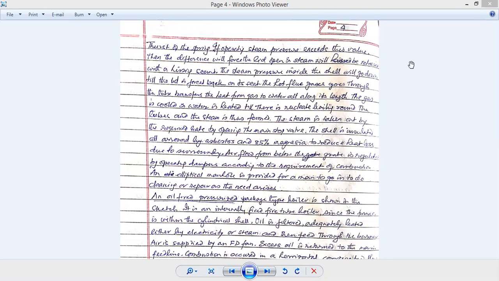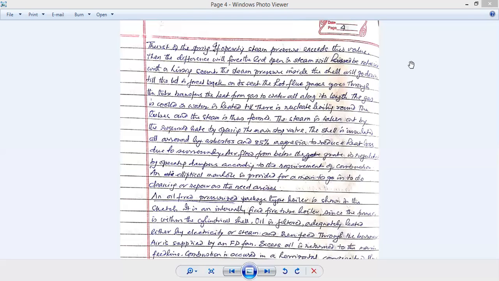The shell is always insulated all around by asbestos and 85% magnesia to reduce the heat loss almost to negligible due to the surroundings. Airflow from below the grate is regulated by operating dampers according to the requirement of combustion. An elliptical manhole is provided for a man to go into for cleaning and repair as the need arises.